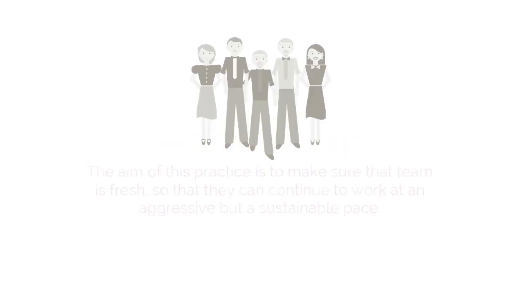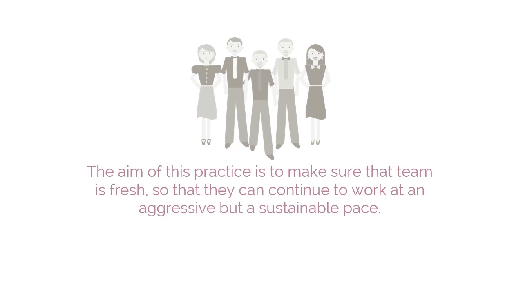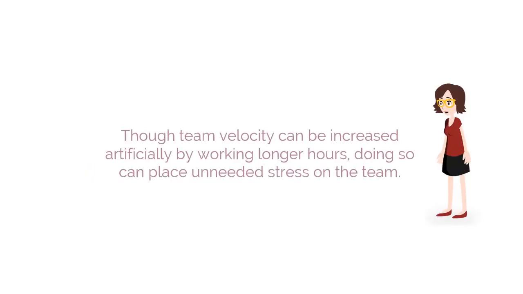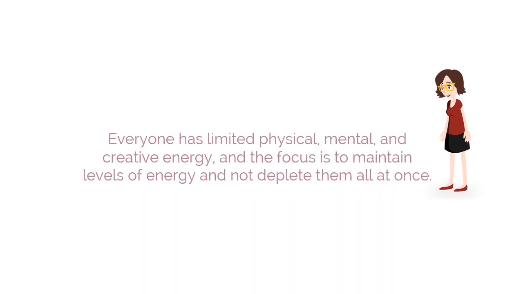The final practice to note here is maintaining a sustainable pace. The aim of this practice is to make sure that the team is fresh, so they can continue to work at an aggressive but sustainable pace. Though team velocity can be increased artificially by working longer hours, doing so can place unneeded stress on the team. Everyone has limited physical, mental, and creative energy, and the focus is to maintain the levels of energy and not deplete them all at once.